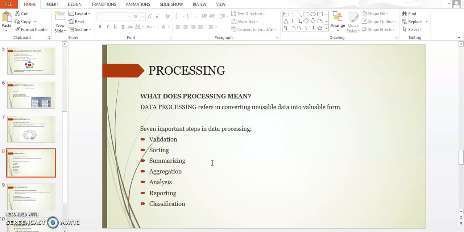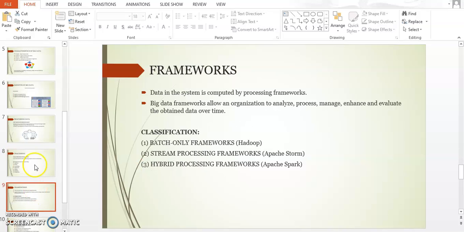Coming to reporting, we have some previous findings, and we summarize those and report. Classification is the final step. The complete product is classified and appropriate insights are derived in this particular stage.